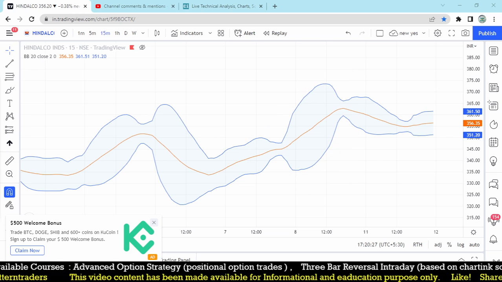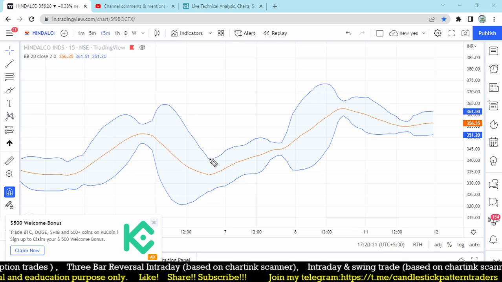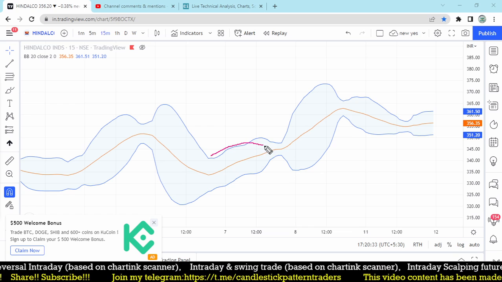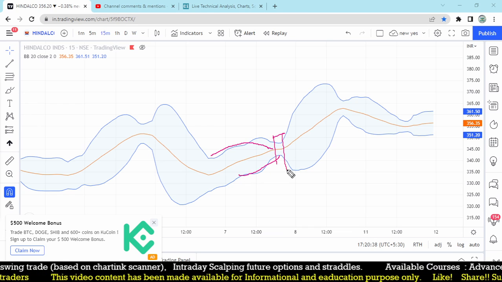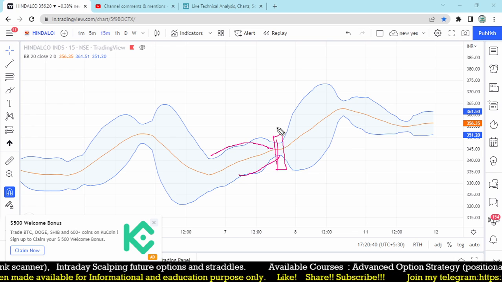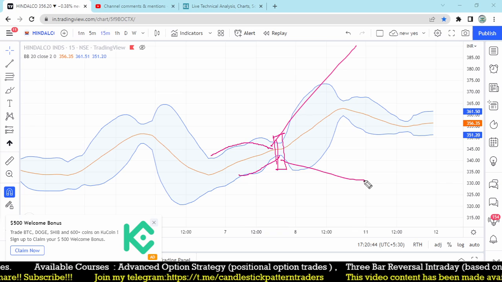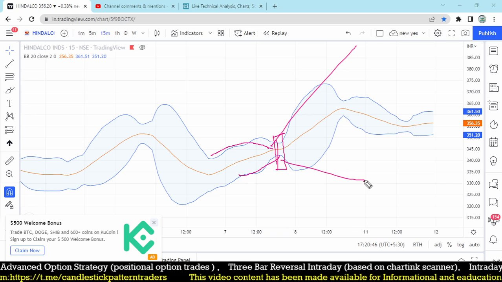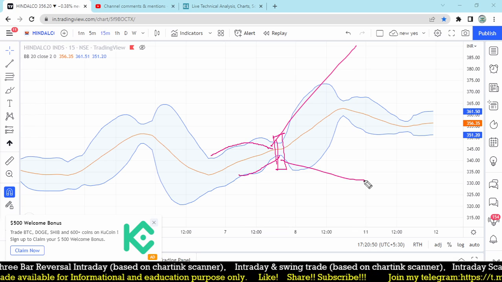Another important thing: when the upper and lower Bollinger Bands come very close to each other, a breakout kind of trade will be available, maybe at this point or maybe this. If you find such stocks, the Bollinger Band will give you a good trade opportunity.